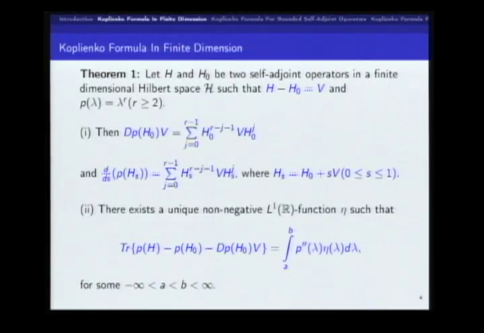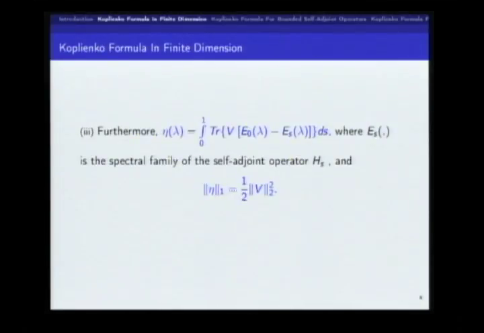So you take the polynomial of H minus the polynomial of H0 and subtract the first Fréchet derivative acting on V. And you get the second derivative of the polynomial times this non-negative L1 function. So there exists a unique non-negative L1 function such that this formula is valid. Furthermore, some properties of η: in fact in finite dimension, you can get an explicit expression for η. Again, you see that the expression is related to this averaging over the perturbation interval s, 0 to 1. And these are the spectral family. This is for H0, and this is for H_s, for the perturbed one. And V is the perturbation.